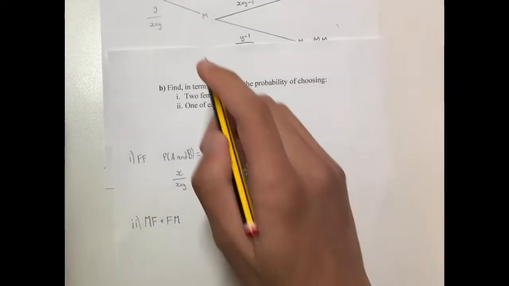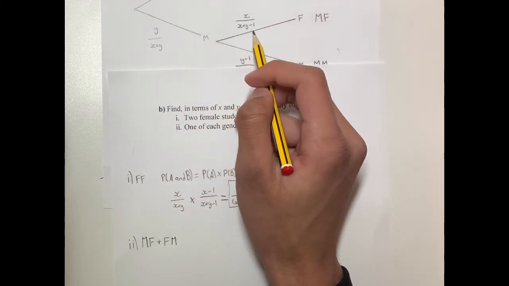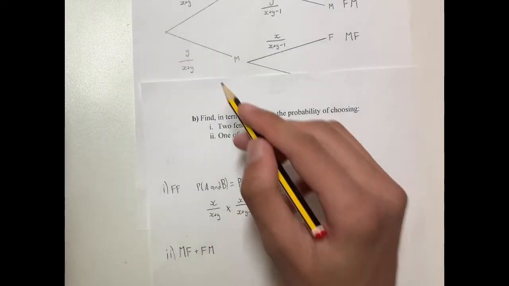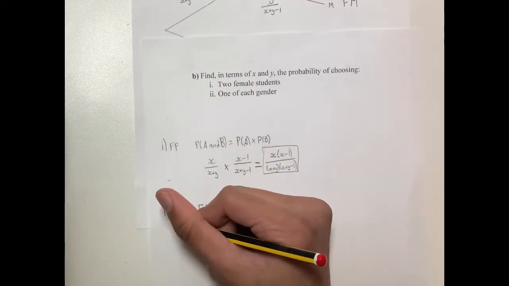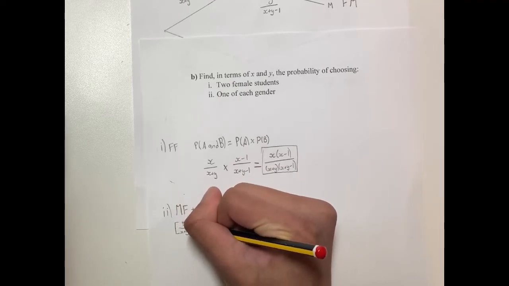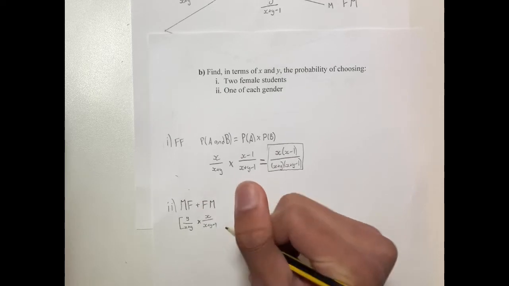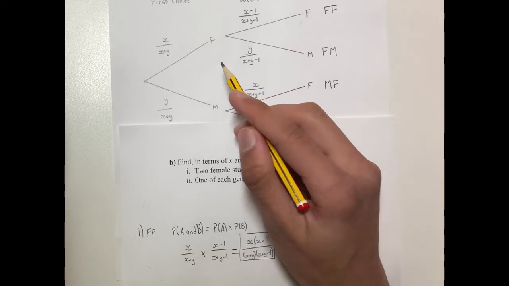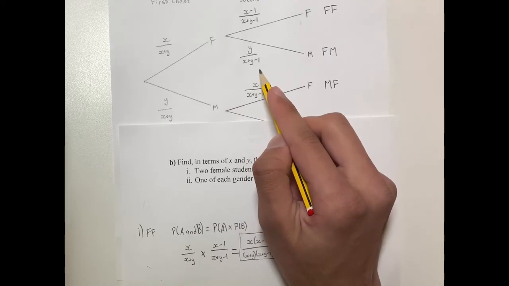MF can be given as y over x plus y multiplied by x over x plus y minus 1, again using our AND rule for probability. And FM, the probability of choosing a female first and then a male, can be given as x over x plus y multiplied by y over x plus y minus 1.